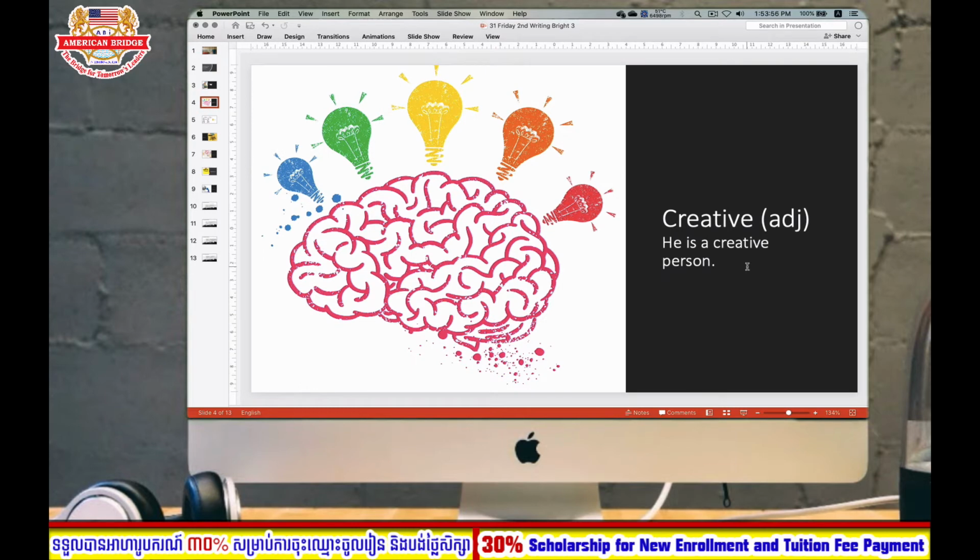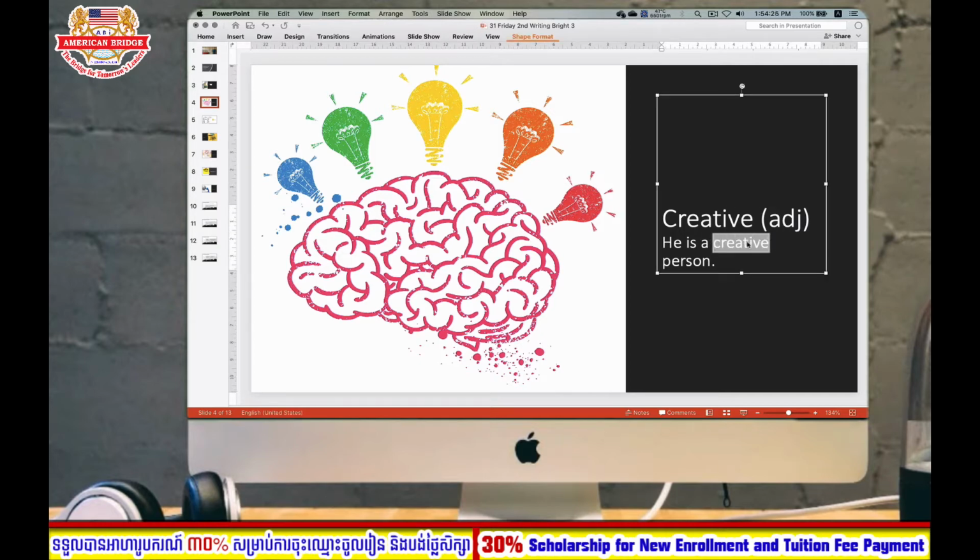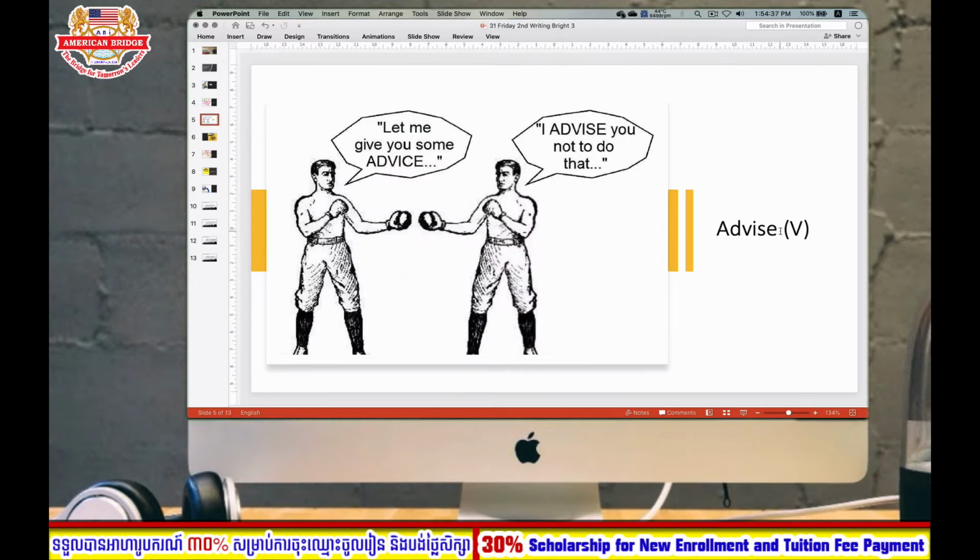So creative person describes a person who is very good at imagining things, who uses their imagination to create solutions, to create something new, something different from another person. If you say Mark Zuckerberg is very creative, he could create Facebook that helps people communicate with each other. So the word creative here is an adjective used to describe a person who uses their imagination to create something new.